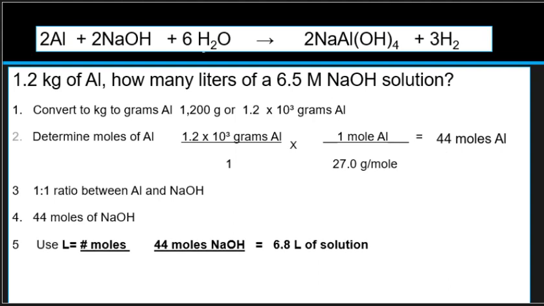So let's see how many liters I need. Here we go. So I use L equals moles over molarity. Very easy. Easy breezy. So we just need to remember that one equation and its derivations right there. Okay, so it's the molarity equation. As long as we remember that, we'll be gold.